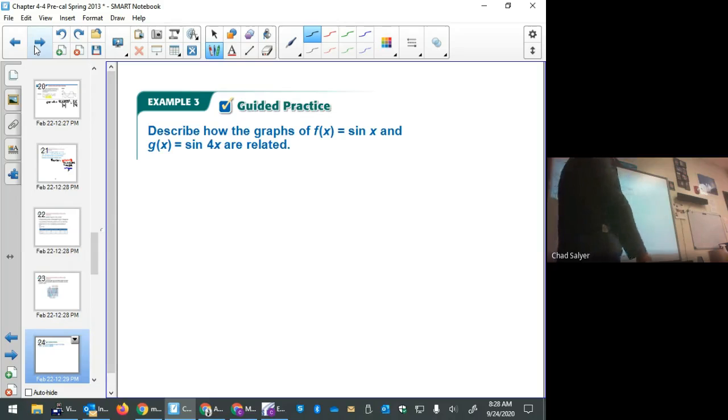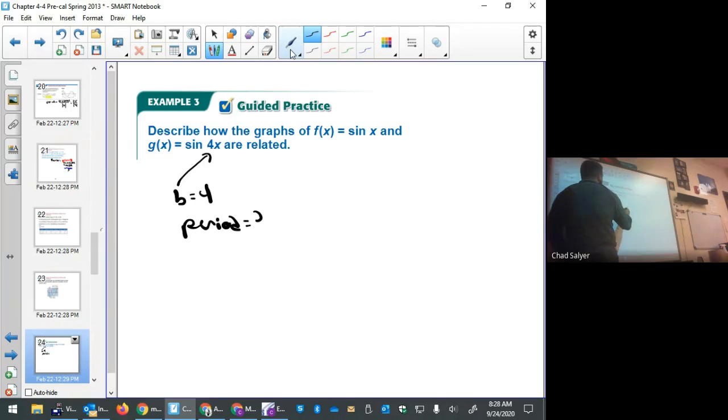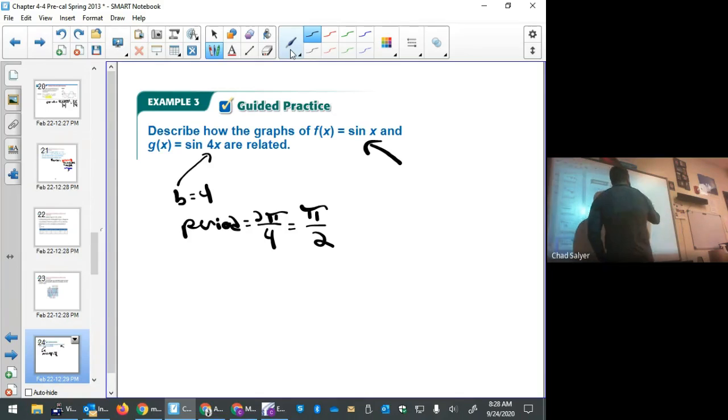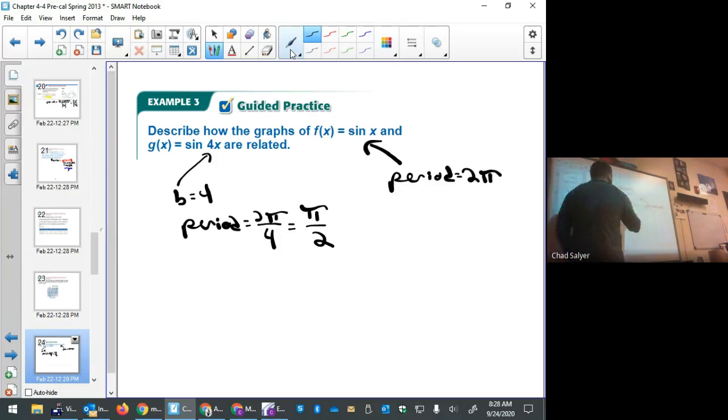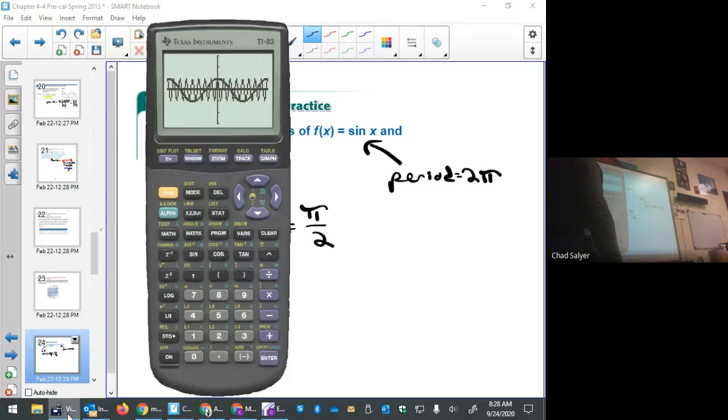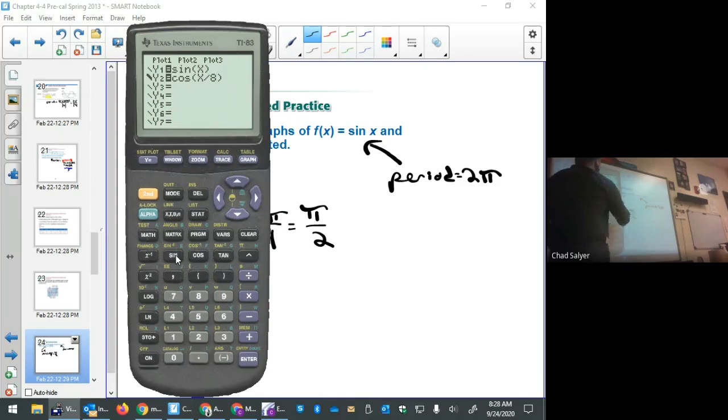So here's one, and again, we'll just do this one by calculator. Sine of 4x has a b value of 4, and so its new period is going to be 2 pi divided by 4, which is pi over 2. So the original function between negative 2 pi and 2 pi will have 2 periods, but this one will have 4. So in this case, the modified version is going to be the busy one. So sine of x, and then sine of 4x.